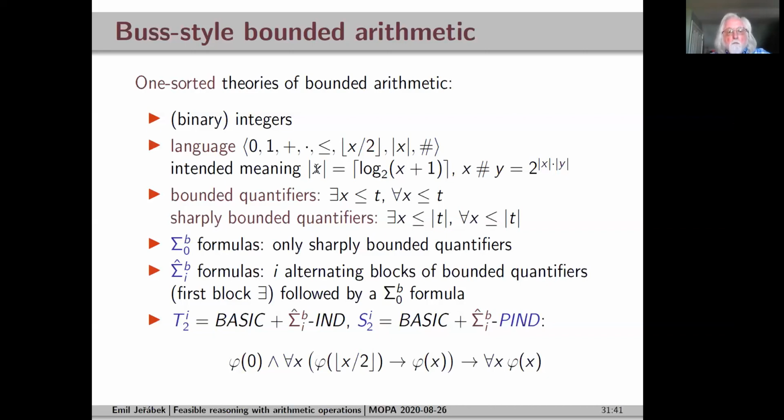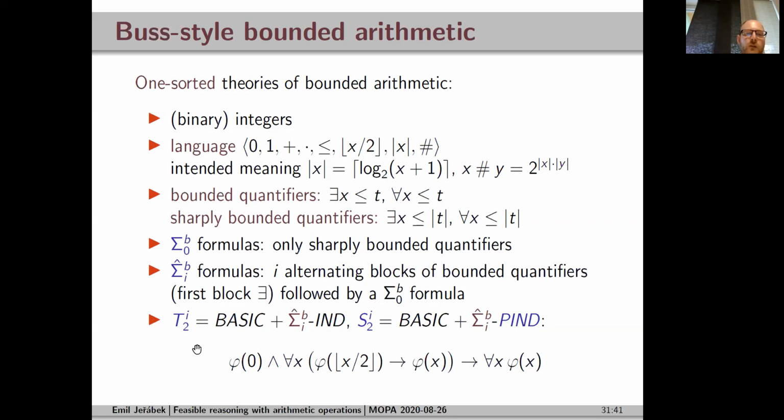We have this smash function, which is basically a function that grows polynomially in terms of the length of the integers involved. It's the main point why we had it. Then we have bounded quantifiers as usual, and we can also distinguish so-called sharply bounded quantifiers, where the bounding term has this length function as the top symbol. So these are like logarithmically small bounds. Then sigma small b 0 formulas are sharply bounded formulas, so we have only sharply bounded quantifiers. And more generally, sigma b i formulas have i alternating blocks of bounded quantifiers followed by a sharply bounded formula.